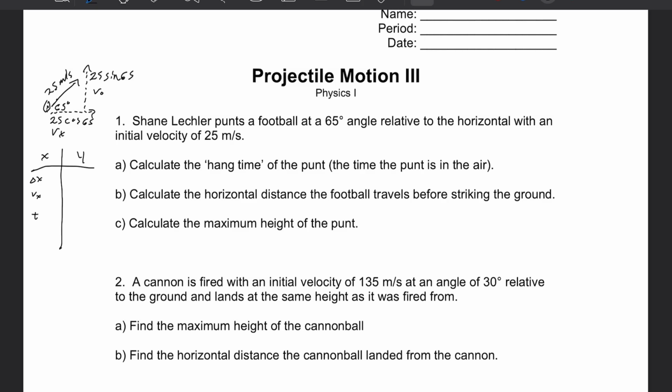Since it's moving in 2 dimensions, I'm always going to do a t-table for x and y. I go ahead and write in the variables, and I just get ready. Don't know how much I'm going to need of it, but it helps me isolate what I know and organize my variables and my thoughts.